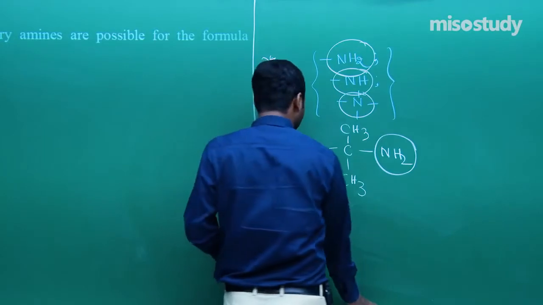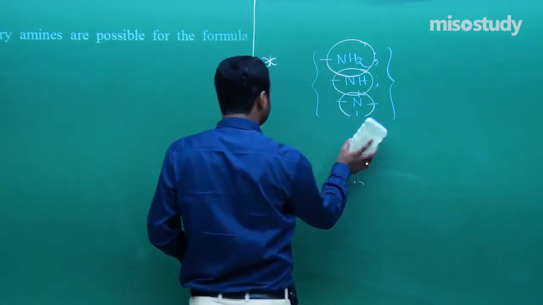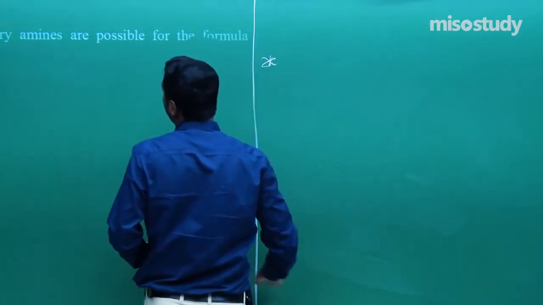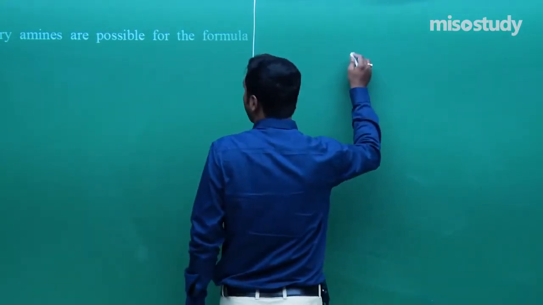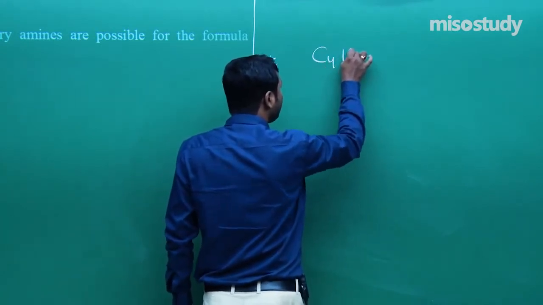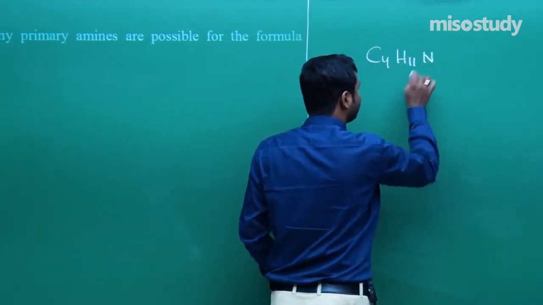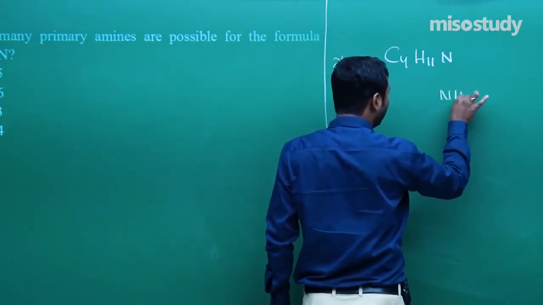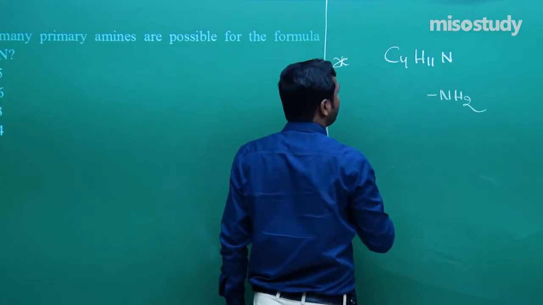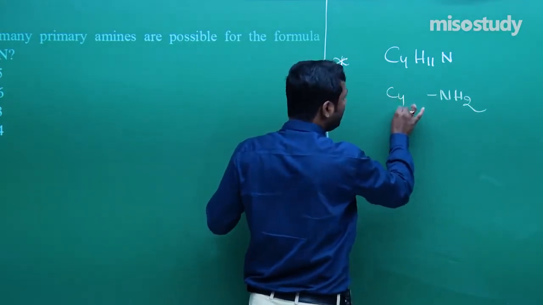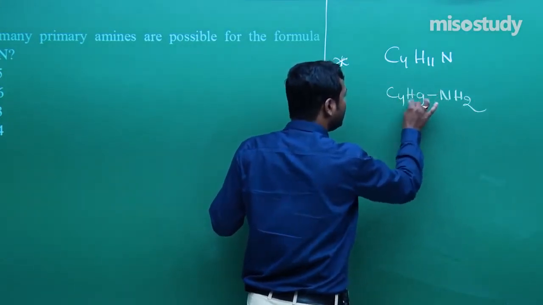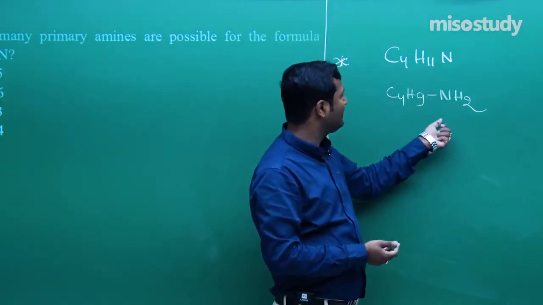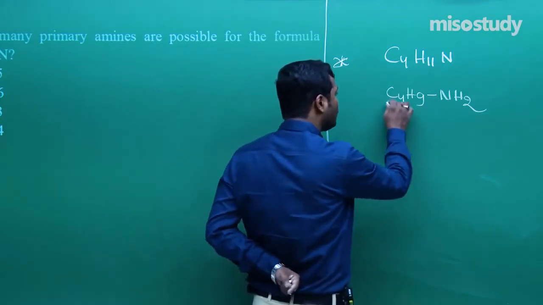Check your theory. I have discussed these things, and I am repeating them again. So what we need to do: how many primary amines are possible for C4H11N? First of all, separate the NH2 group. Now write down the formula: C4H9NH2. Now how to arrange them?